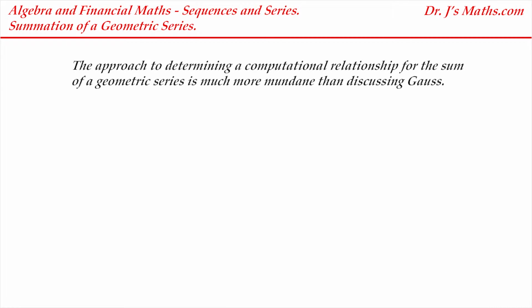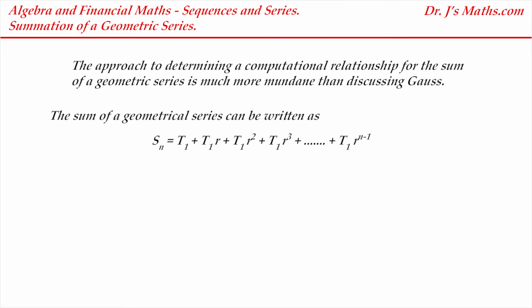The approach to determining a computational relationship for the sum of a geometric series is much more mundane than discussing Gauss. The sum of a geometric series can be written as Sn, sum of n terms, is equal to the first term plus the first term times the common ratio plus the first term times the common ratio squared, and so on and so forth. We now multiply that expression by r for every term, and we get what you can see, r times Sn is equal to T1r, etc.